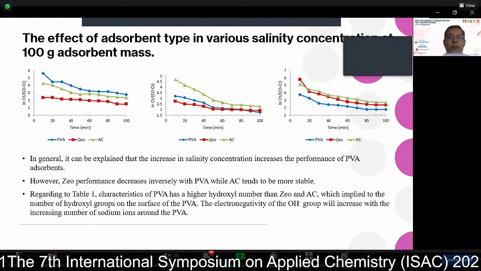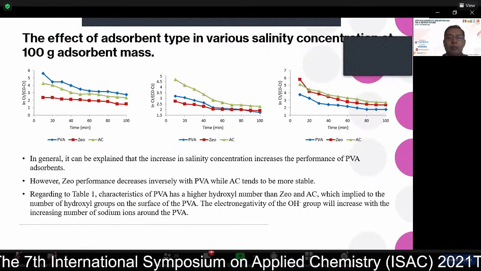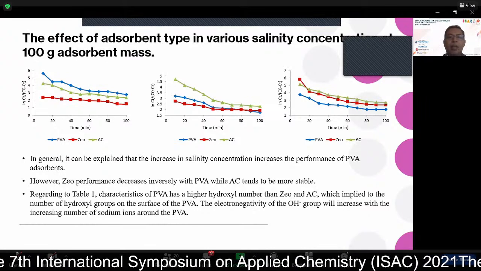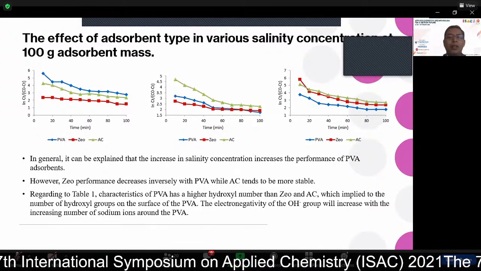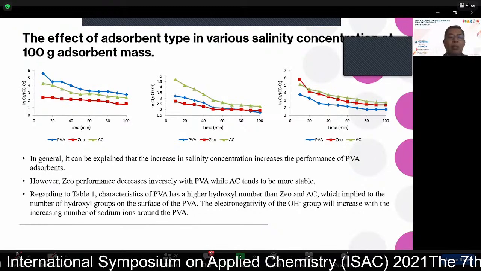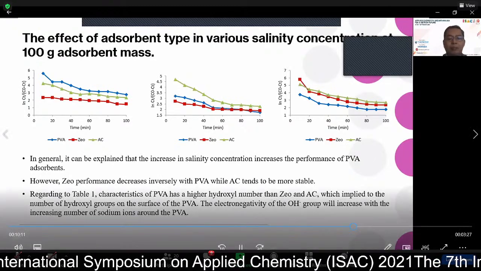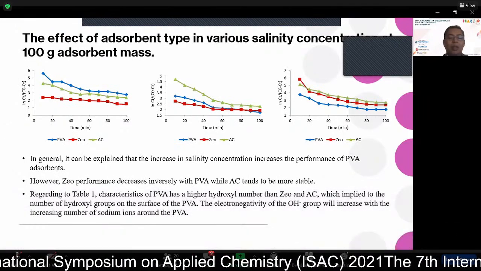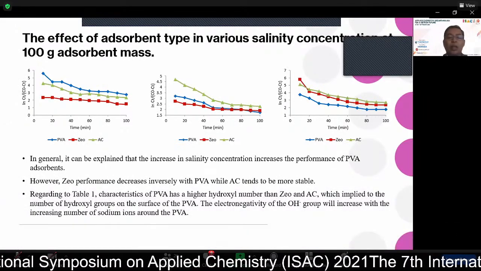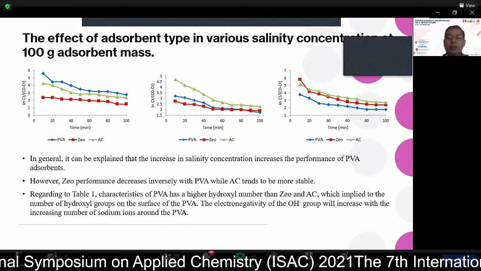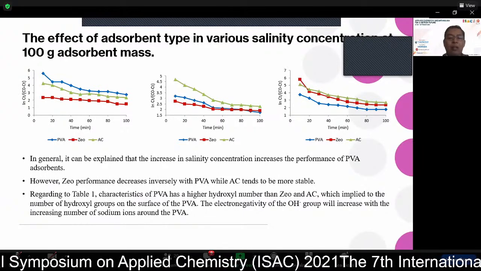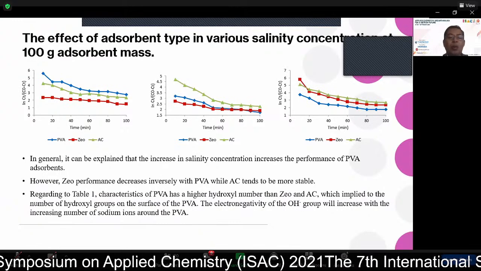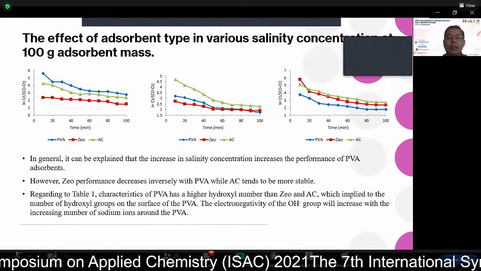We also study the effect of adsorbent type at various salinity concentrations at 100 gram adsorbent mass. In this case, the observation of 100 grams of adsorbent is due to the interesting phenomenon. The figure provides information on the performance of each adsorbent at each salinity concentration.